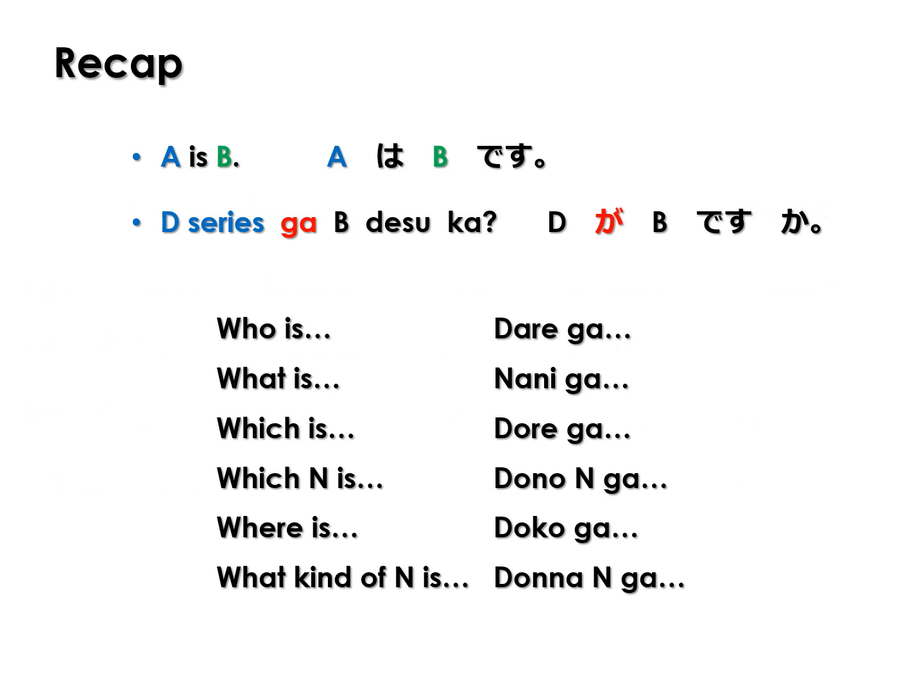In terms of forming sentences, you learned how to form simple ones using the pattern A is B, or A wa B desu. And you also learned how to ask questions using the pattern Dare ga B desu ka? Who is B? Nani ga B desu ka? What is B? Dore ga B desu ka? Which is B? Dono noun ga B desu ka? Which noun is B? Doko ga B desu ka? Where is B? Donna noun ga B desu ka? What kind of noun is B?